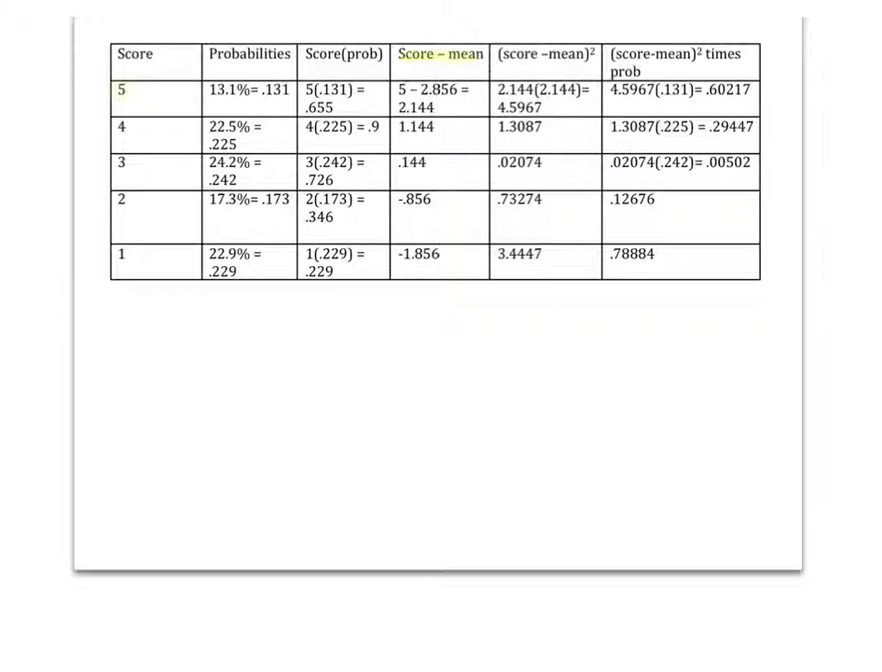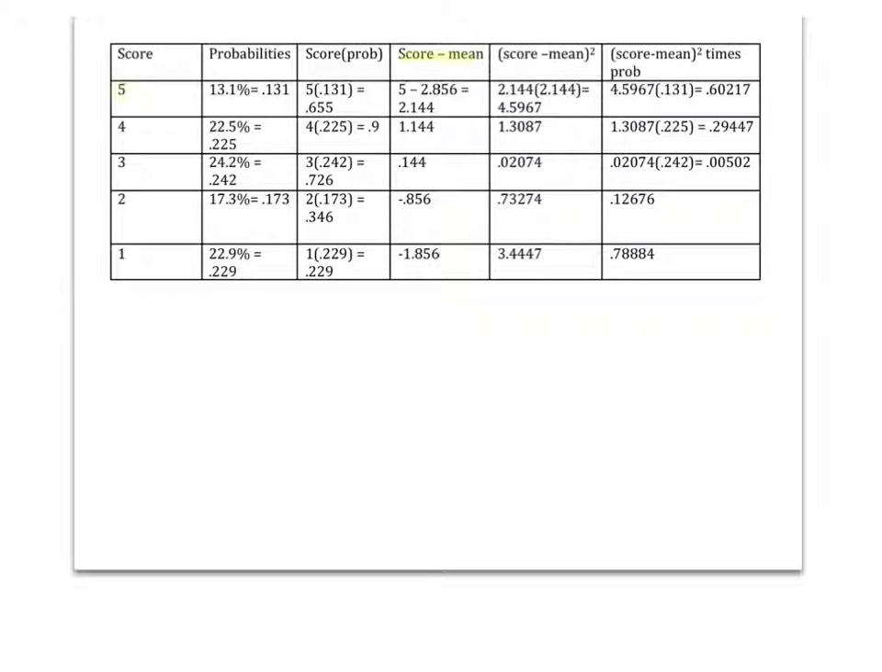Then I'm going to take each one of these numbers in this column and square it. So 2.144 times itself will give me 4.5967. 1.144 times itself will give me 1.3087, and so on down through the column. After I have this column, which is the score minus the mean, quantity squared, I'm going to take each one of these numbers times my probability.